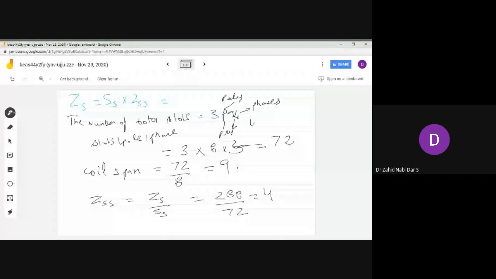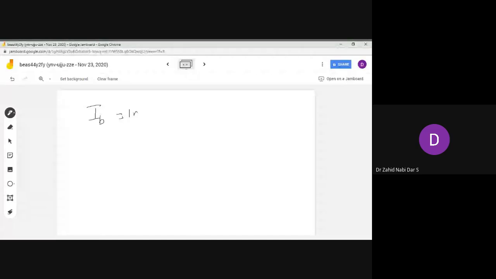Yeah, time is up, so I'll just wind it up. IB value you need to calculate. So it would be input kVA into 10 power 3.